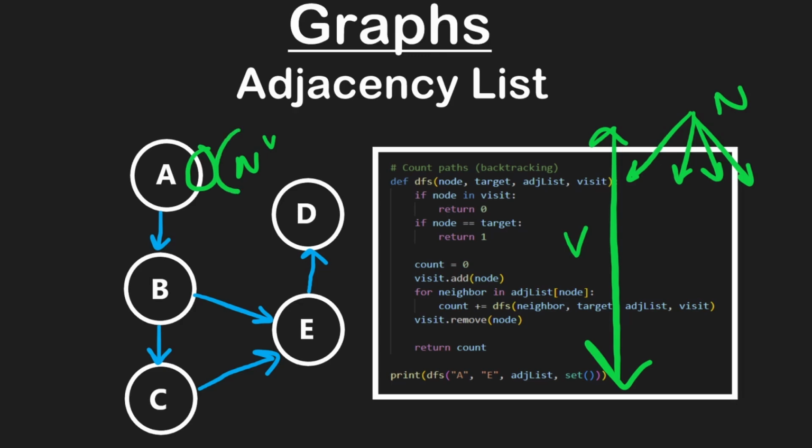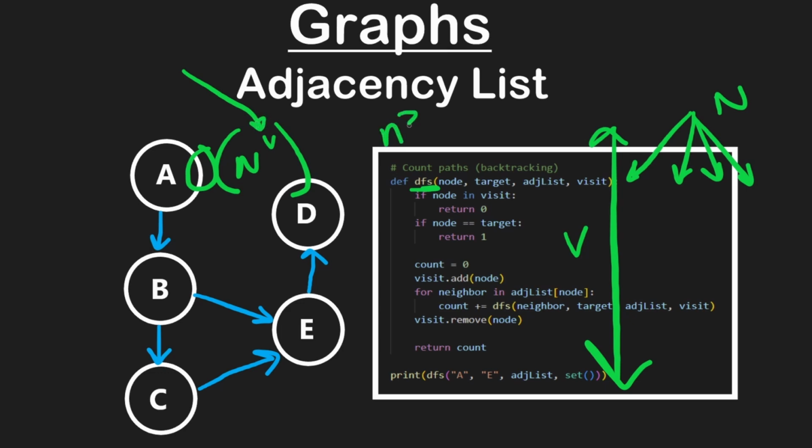So big O of N to the power of V. Now, it's pretty rare to actually have to analyze the time complexity this type of way, but the important thing to recognize here is that this DFS, this backtracking, is not going to be very efficient. Just like most backtracking algorithms, this is exponential. We know it's exponential because the power here is going to be a variable.